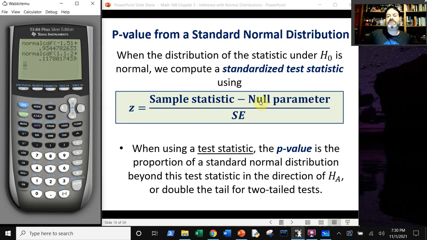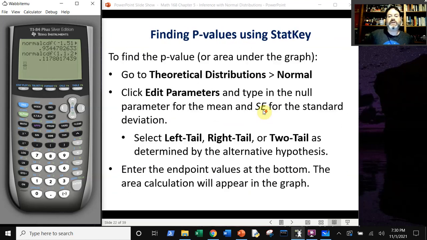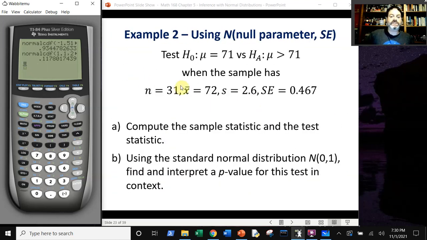So sample statistic minus null parameter divided by the standard error. All right. So the sample statistic we've already established is 72. The null parameter, well, here's your null hypothesis. That's the parameter. That's the null parameter. That is a technical term that you were tested on in Chapter 4. So you've already been tested on that concept. It's 71. And, of course, we need the standard error, 0.467. Now, if you type it in just like this, it'll do all the work for you. Hit enter. You're done. So that's our test statistic.